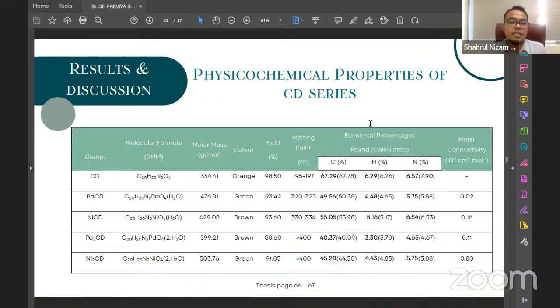So let me give you some results. So ligand and pellet and also complexes. This is the color: orange, green, brown, brown, and green.